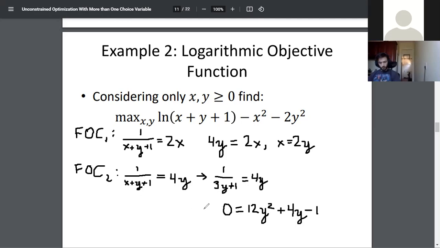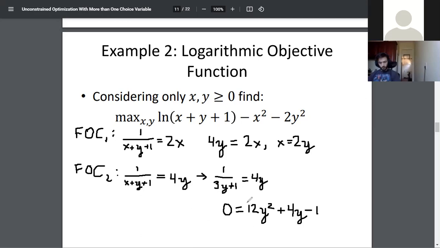Nobody's saying no, that they don't. You can even chat it to me privately, and no one will know that you chatted it. I won't call you out. So feel free to privately chat me and say, I'm not sure how you got that 12y squared plus 4y minus 1 equals 0. Did you just multiply the 3y plus 1 to the other side? I did. Okay. Yeah, and then I subtracted 1 from both sides and I got this.